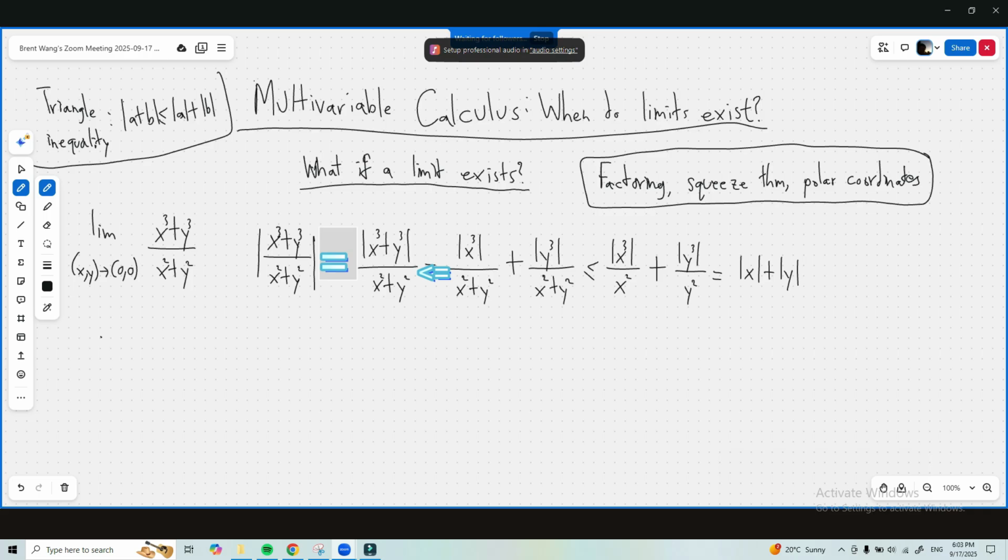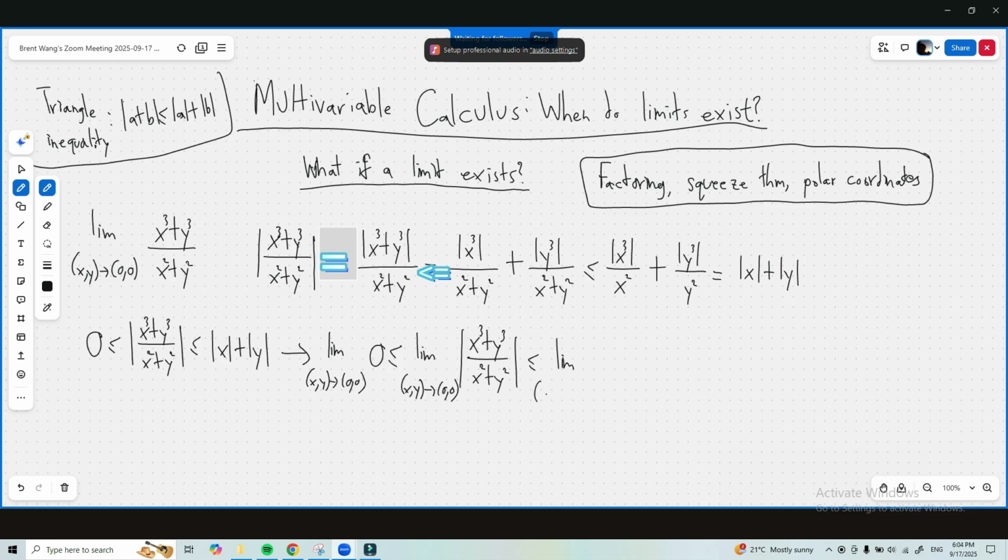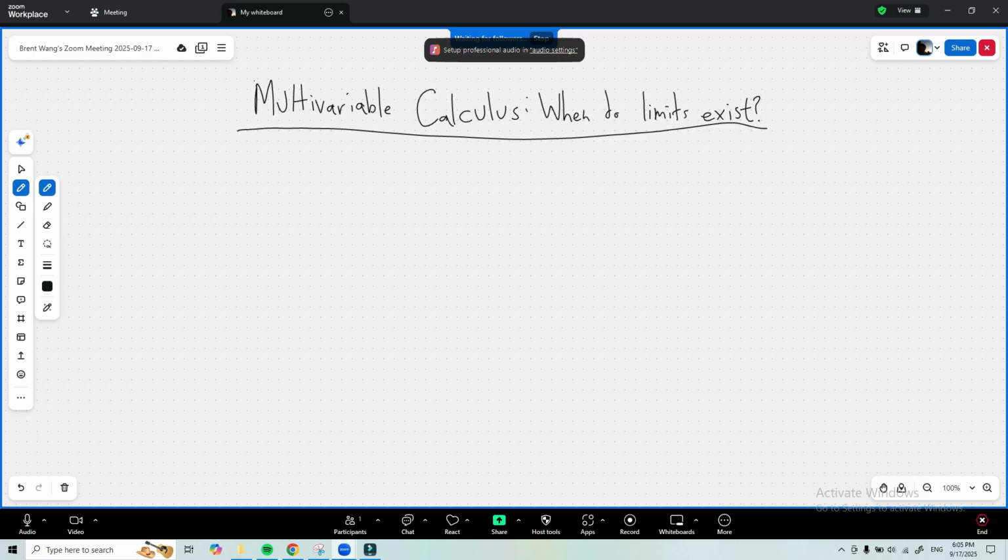So we can once again say, same idea as last time, x cubed plus y cubed over x squared plus y squared is less than or equal to absolute value x plus absolute value y. I'm going to speed this part up because I already showed you guys this part last time. So that's pretty much it.